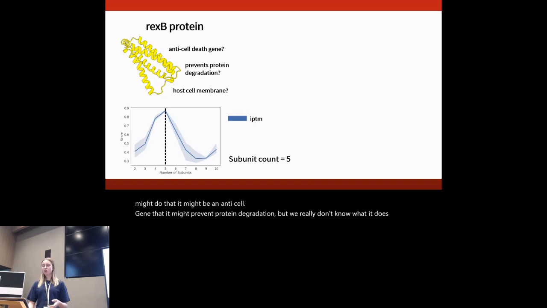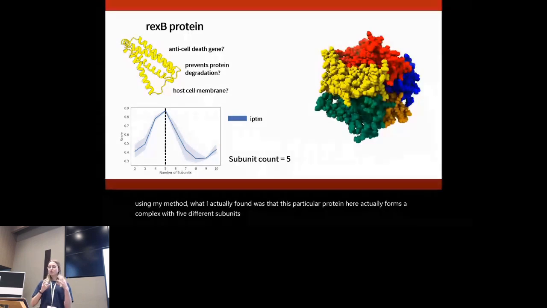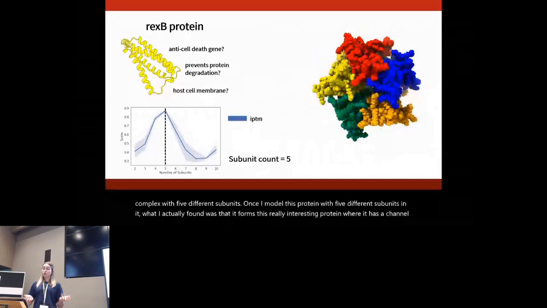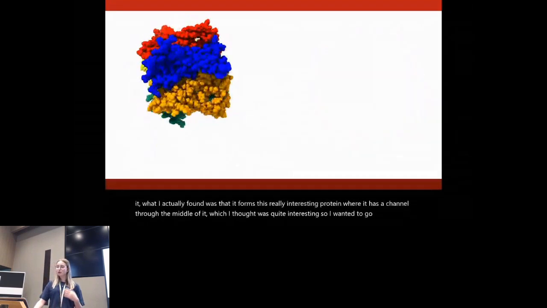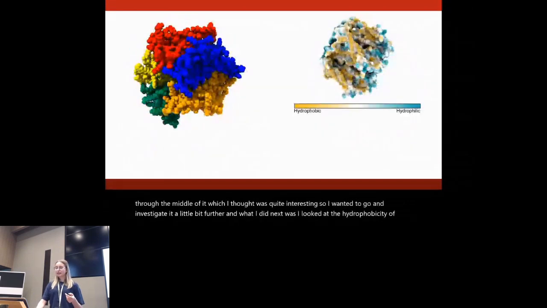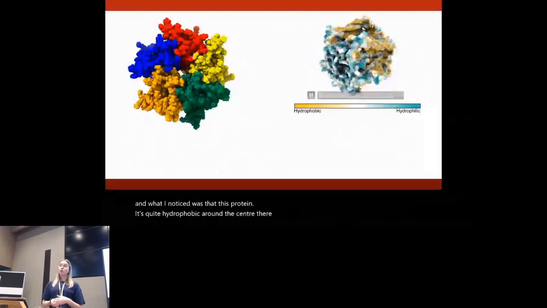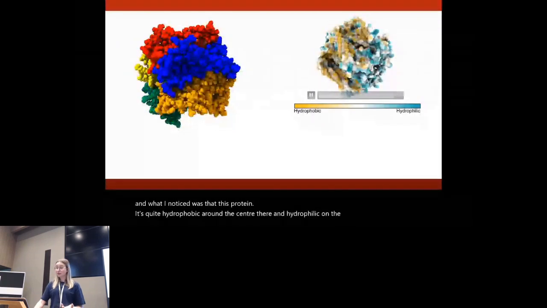Using my method, what I found was that this particular protein forms a complex with 5 different subunits. Once I modeled this protein with 5 subunits, I found that it forms a really interesting structure with a channel through the middle of it, which I thought was quite interesting, so I wanted to investigate it a little further. Next, I looked at its hydrophobicity. What I noticed was that this protein is quite hydrophobic around the center and hydrophilic on the ends, which is consistent with what we know about membrane proteins.